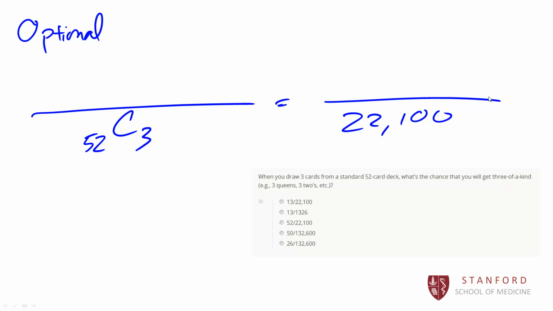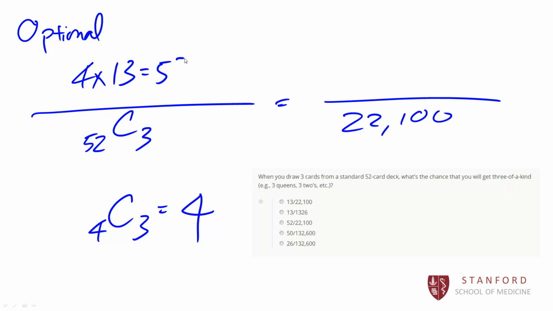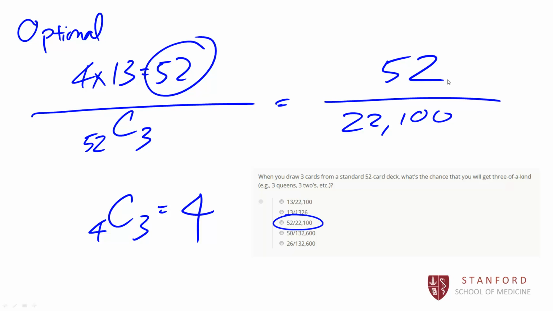Now let's think about the numerator again. So for each type of card, of which there are 13 types, right, there's 4 choose 3, so 4 ways that you can get a 3 of a kind. So there are 4 times 13, or 52 different 3 of a kind hands. So then the fraction becomes 52 over 22,100, or answer choice C.